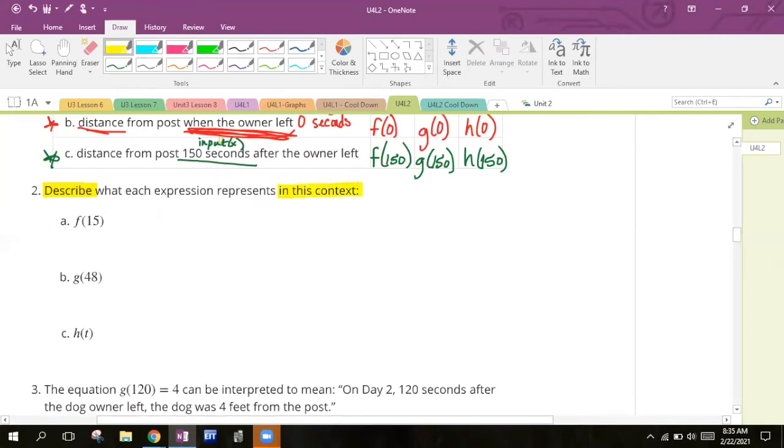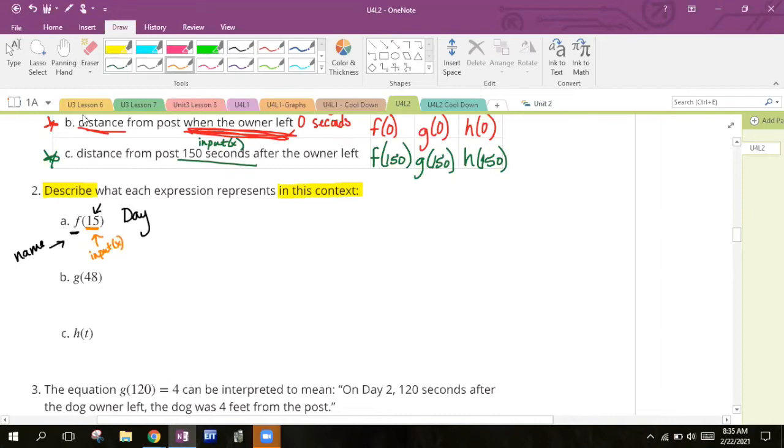All right, so let's break these function notations down. First things first, I look at the name of my function. I get F. What does that tell me? Day one. I know that always and forever, when I look at this number that's inside the parentheses, it will always tell me my what? The input.